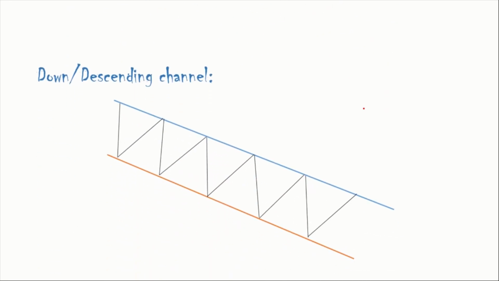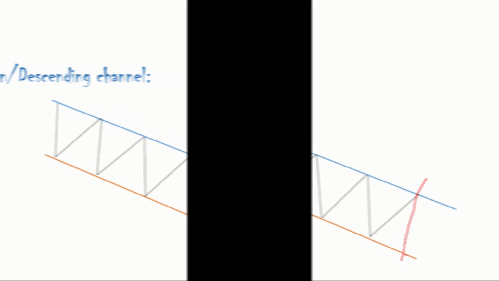The opposite is also true with down channels or descending channels. The highs of a down channel form the resistance of the channel, and also the lows of it form the support. Whenever you are trading a down channel or a descending channel, this market structure is likely to break to the upside. Sometimes too, the market structure will break to the downside.